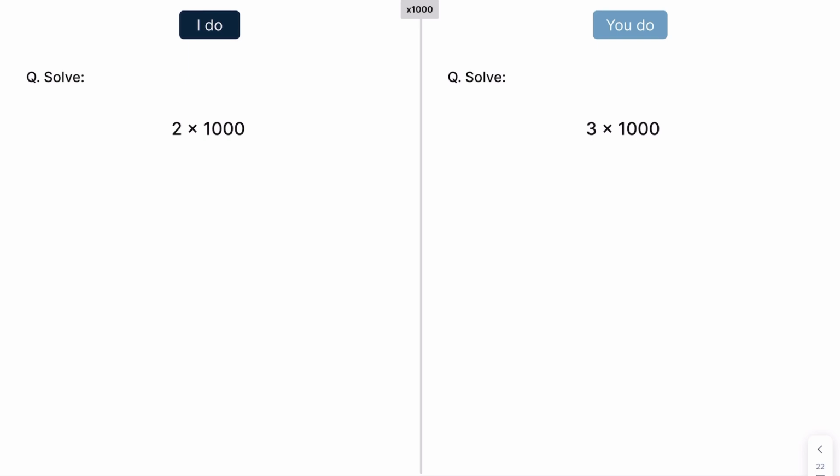So now we are looking at times 1000. So there's 3 zeros this time. So that means we're going to hop 3 times. So 2.0, we're going to hop once, twice, 3 times. So we have 2, 0, 0, 0 is our answer. So it's 2000 there.